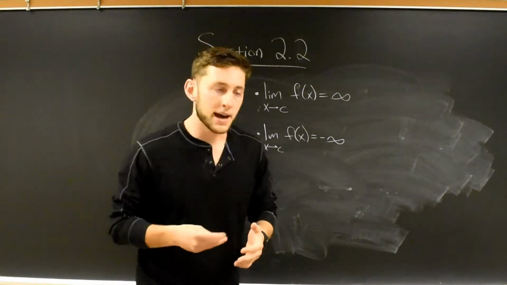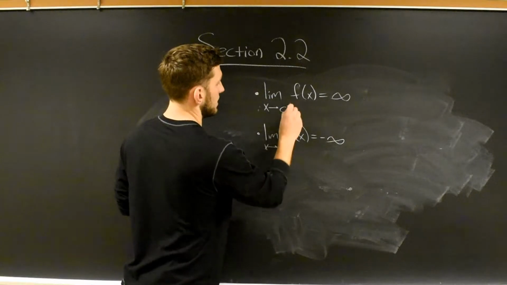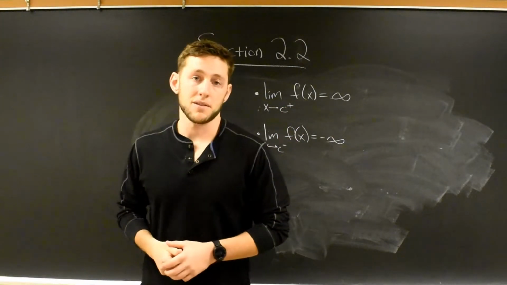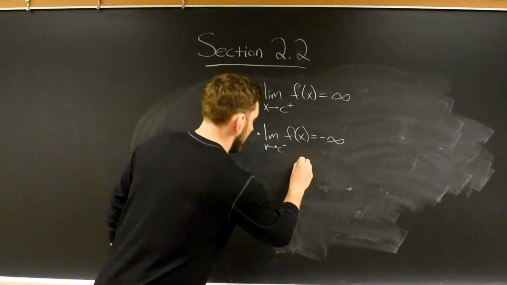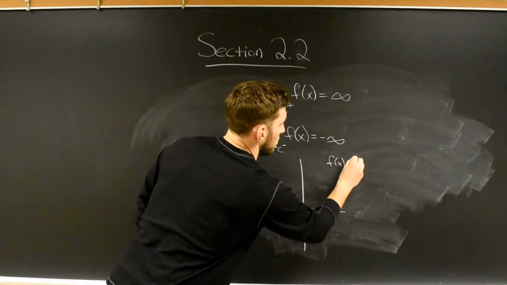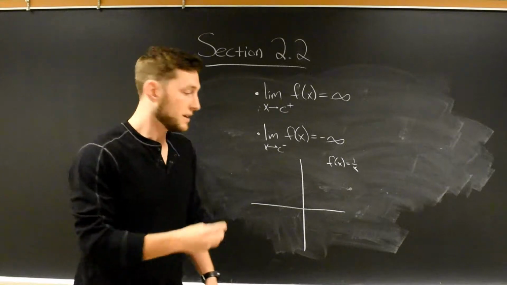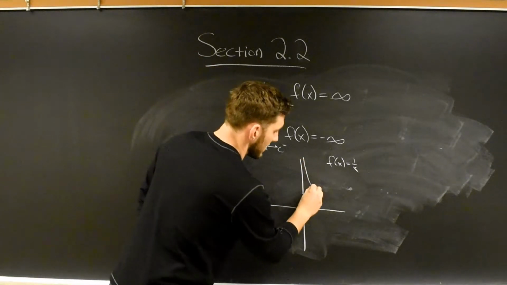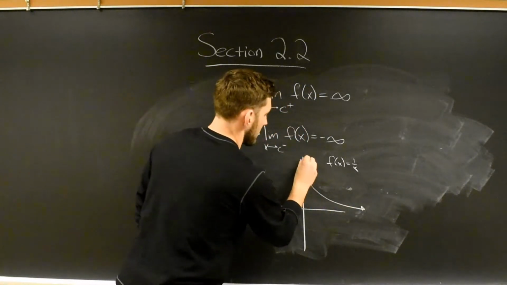More often than not, we have to use one-sided limits. As a quick example of that, consider the graph of f of x equals 1 over x. In this case, this graph is given by something kind of like this.